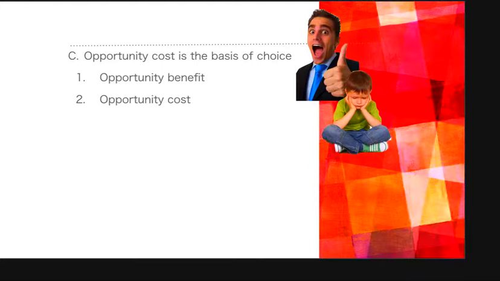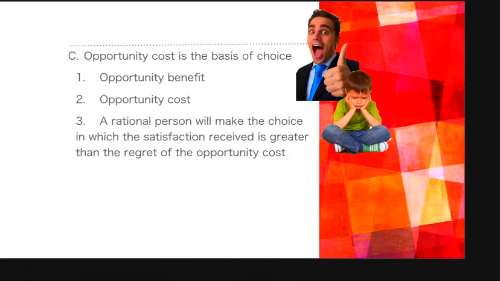If you buy a house and you have to put a large down payment on that, it could mean that you have to sacrifice a vacation this summer because you used that money on the down payment for your house. So your lost vacation is your opportunity cost, and your new house is your opportunity benefit. A rational person, when looking at these choices, is going to make the choice that gives you the greatest satisfaction and that puts in perspective the regret of the opportunity cost.